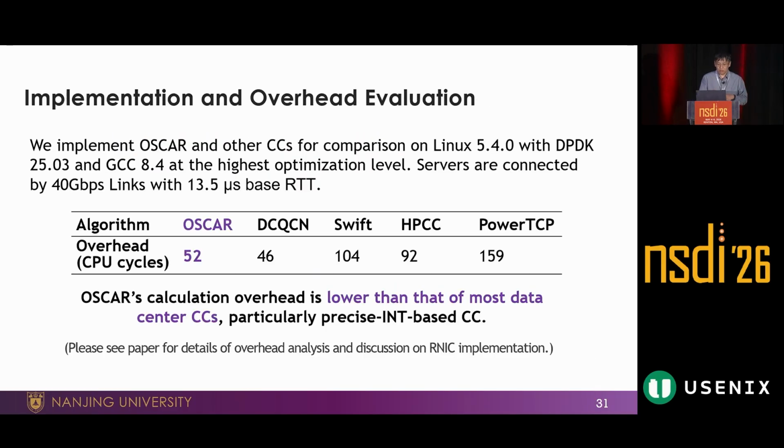Finally, we get to the implementation and overhead evaluation. We implement OSCA and other CC for comparison with DPDK. And you can see the CPU overhead of OSCA is just slightly larger than DCQCN, but it's much lower than other competitors.